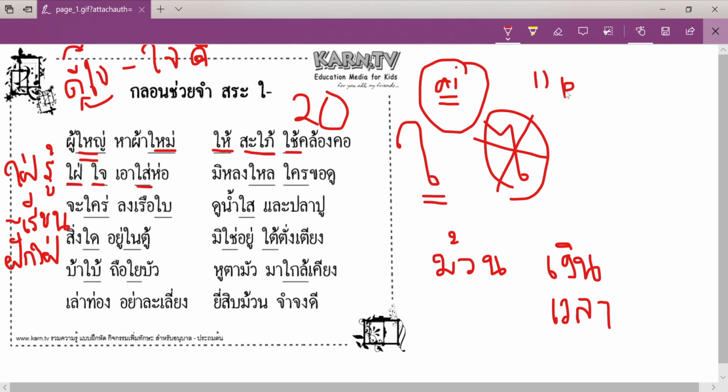Okay, ใส่. ใส่ means to put into, or to wear, like wearing clothes. ใส่เสื้อผ้า, to wear or put some clothes on. ใส่กางเกง, to put on a pair of pants. ใส่กระโปรง means to put on a skirt. ใส่ถุงเท้า, to put your socks on.